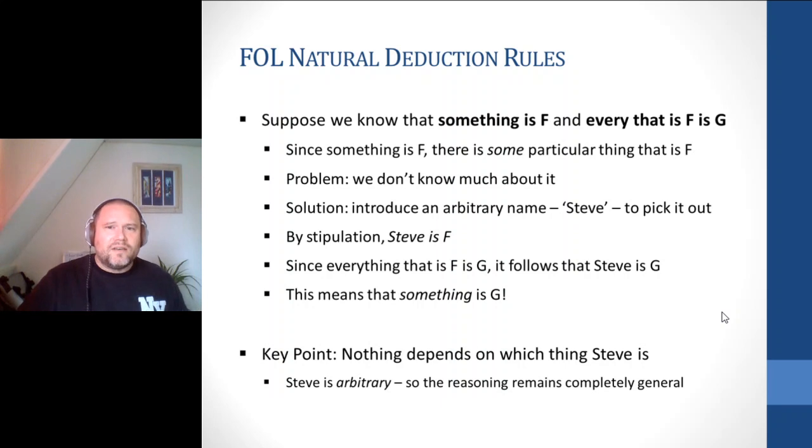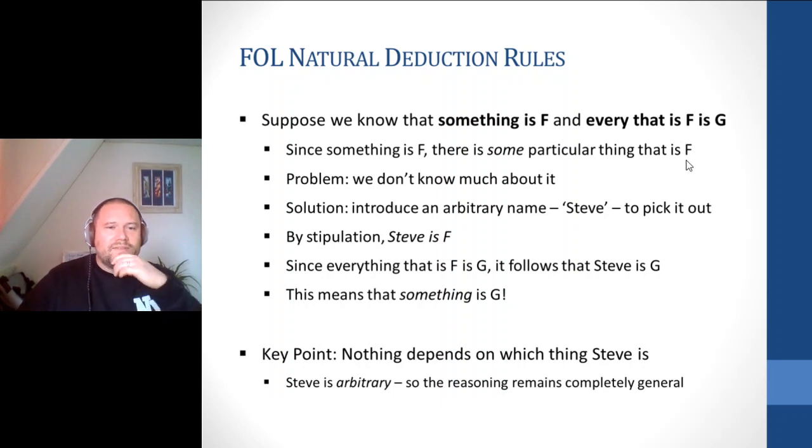Well, since something's an F, there must be some particular thing that is an F. Now the problem, of course, is we don't know much about it. We don't know which one it is. We don't really know what it is. We know it's going to be in the domain, but we don't know much else about it. So what we can do, if we still want to talk about it, is introduce an arbitrary name. So again, we can use Steve. Right? So let's just call our thing Steve to pick out the object that we know is in our domain that is an F.